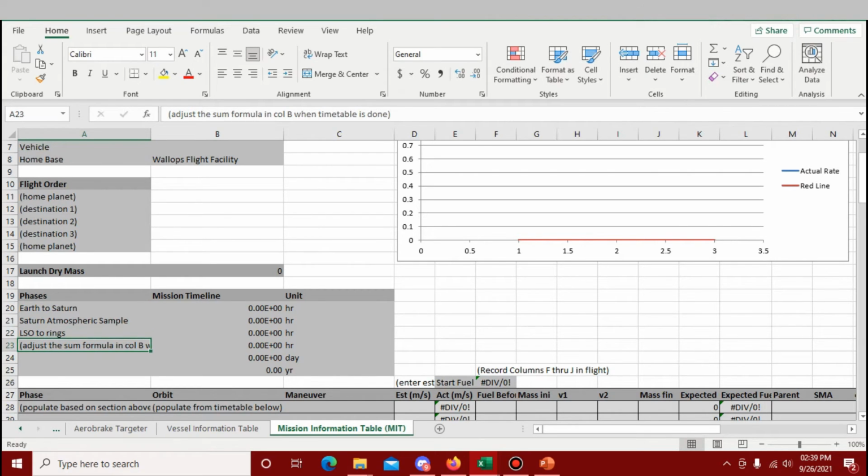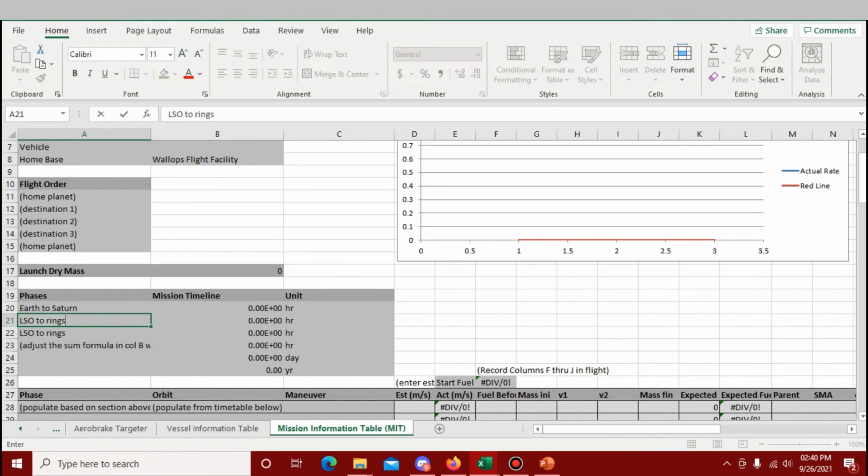And now we're not going to really stay at the rings. And then we're going to go rings. Let me look this up. Make sure that we're doing it right. Okay, very, very high level only. So we're going to go Earth to Saturn. Then we're going to call low Saturnian orbit phase. Then we're going to go LSO to rings. And then we're going to go rings to Enceladus.